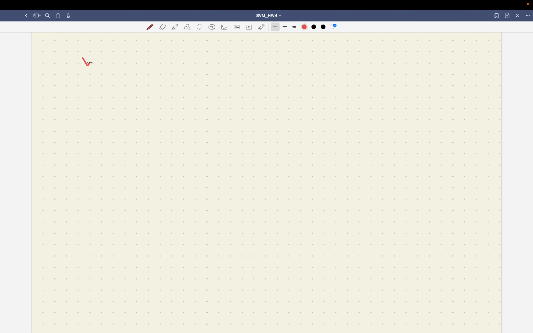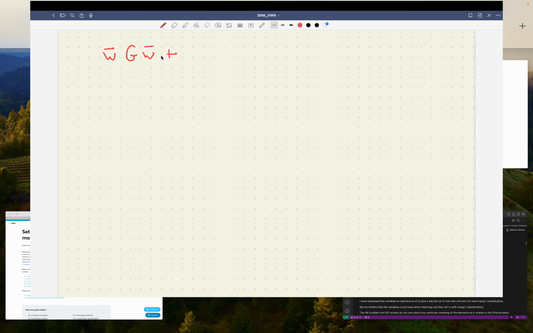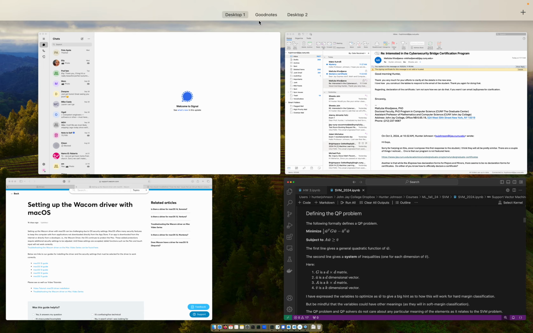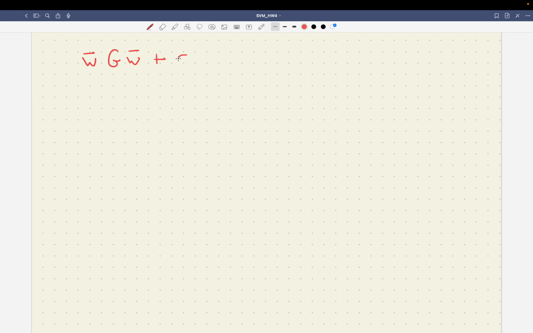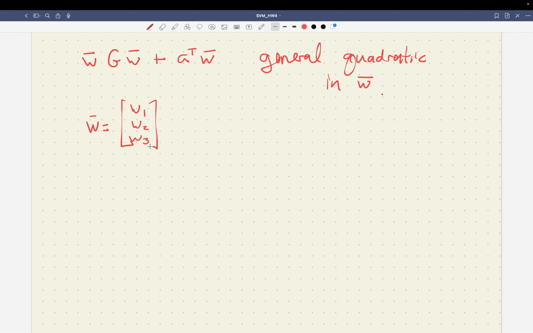So here they write W bar G W bar plus, is it A times W? Yeah, A transpose times W. Okay, so this is sort of a general quadratic function in the variables W. Okay, so I imagine that might not make a lot of sense to you. So let's do a concrete example. Let's say W is equal to, let's make it kind of interesting, W1, W2, and W3. So we're talking about three-dimensional here.